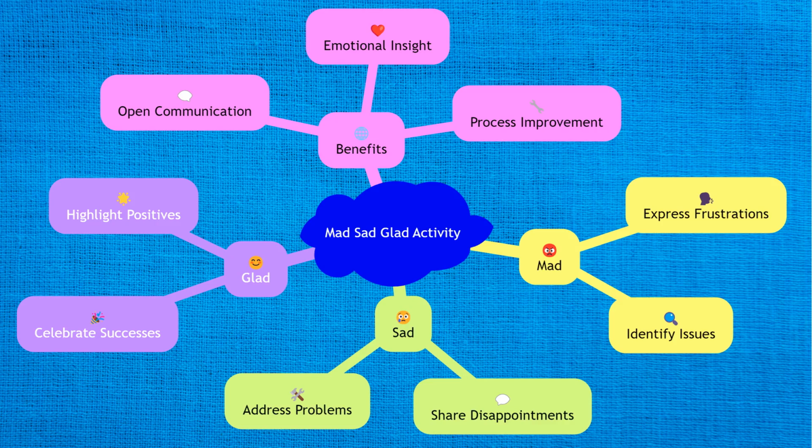The mad, sad, glad activity helps teams to explore their emotional responses to the sprint. Participants are asked to reflect on what made them mad, sad, and glad during the sprint. This activity encourages open and honest communication, allowing team members to express their feelings and experiences. By understanding the emotional impact of their work, teams can address underlying issues and improve their processes. The mad, sad, glad activity is particularly useful for uncovering hidden frustrations and celebrating positive experiences.